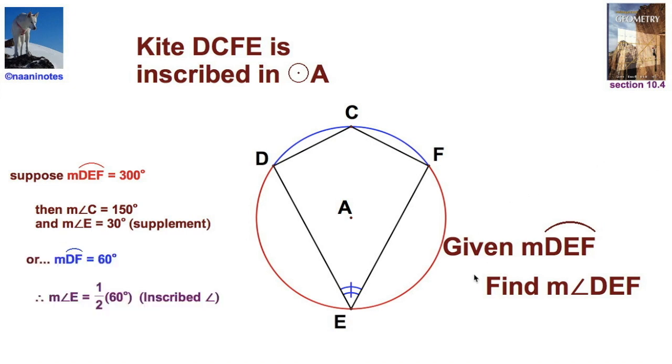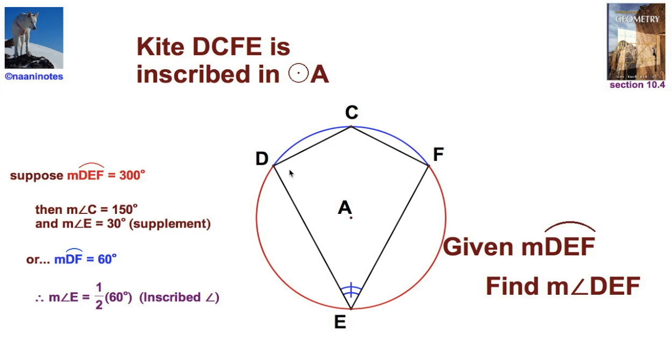Notice we could go the other way. You could say, well, hey, if this is 300, then the blue arc must be 60. And therefore, angle E intercepts the blue arc. It's exactly half, or 30. So either way, you're going to get the same number. And it's up to you. I don't know what you prefer, but the more tools you have, the better off you are.